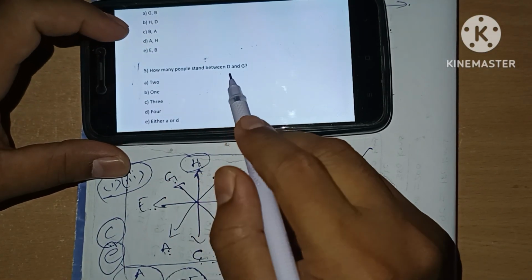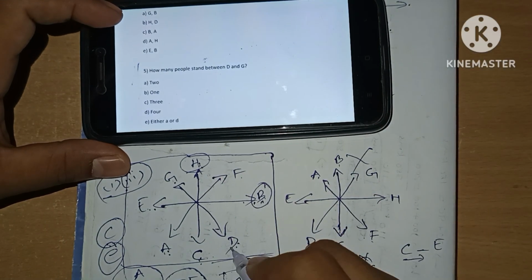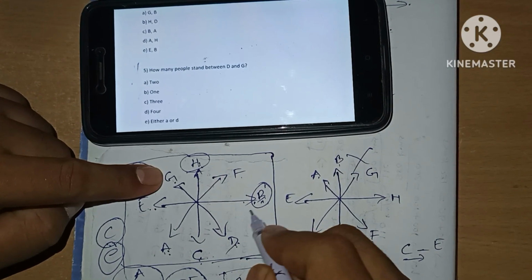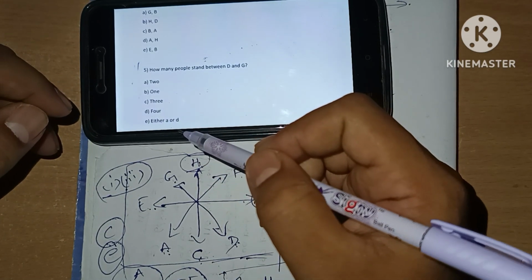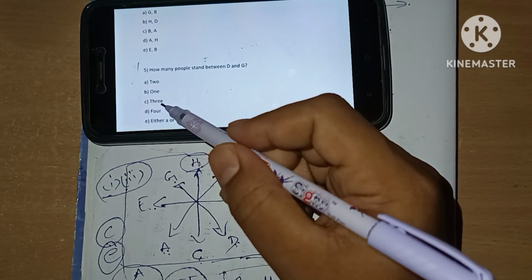Okay, let's see the fifth one. How many people stand between D and G? This is D and this is G. There are three people standing between them. So the answer will be option C. Three people.